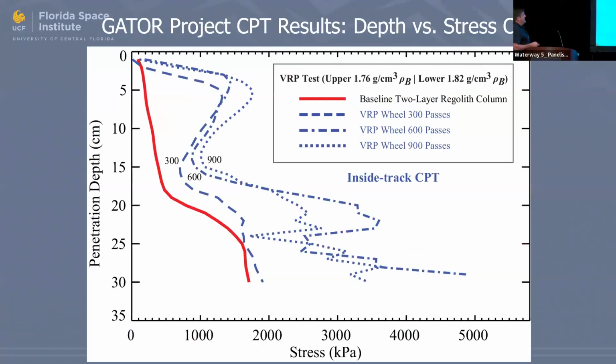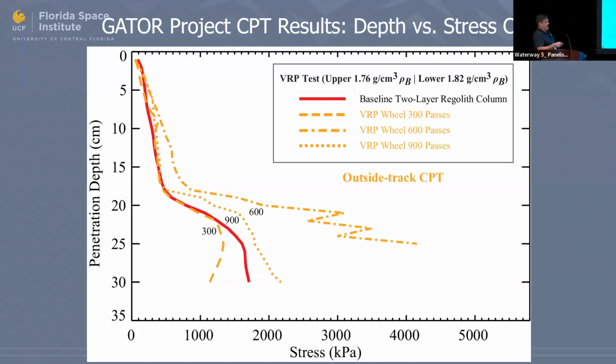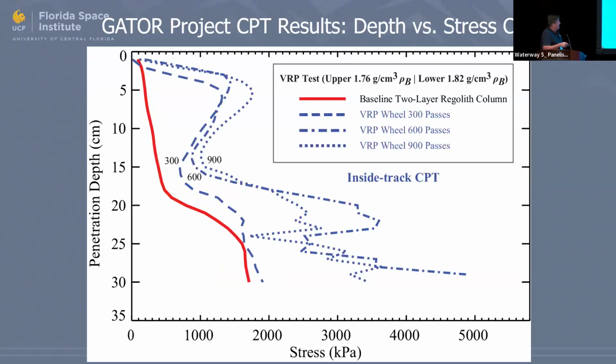And so here are penetration depth versus stress curves. Again, red is baseline, blue is in track. It was too cluttered to show all 9, but I've shown 300, 600, 900. You can see a clear evolution of the stress profile. And what I'm going to do is overlay the outside track. You can see that the upper layer is kind of unaffected, but outside the track, the lower layer is, and I'll flip this back and forth a little bit.